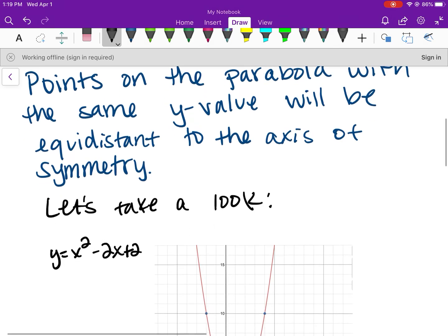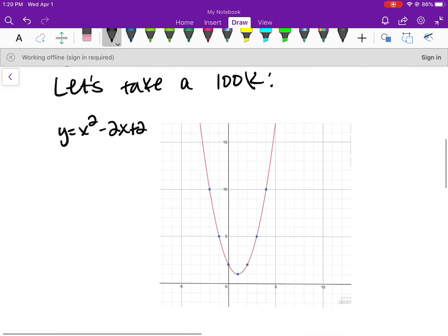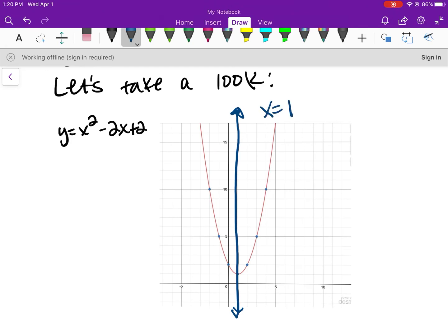So let me show you what I mean by that. In this parabola, y equals x squared minus 2x plus 2, which I have graphed here, the axis of symmetry is this line right here, which is the equation x equals 1. Every point on this axis of symmetry has an x value of 1. So the axis of symmetry is x equals 1.